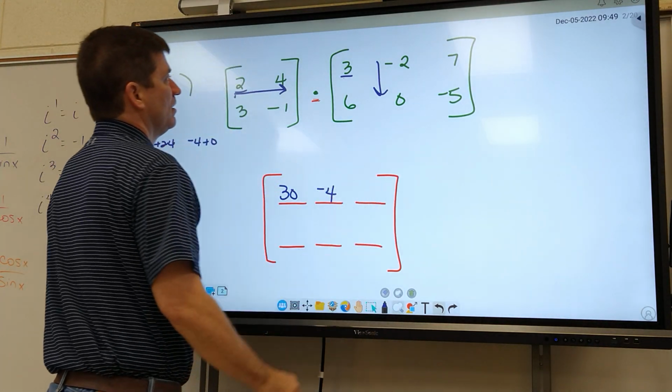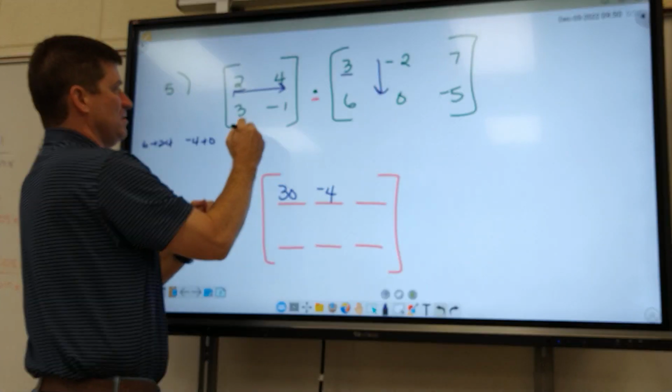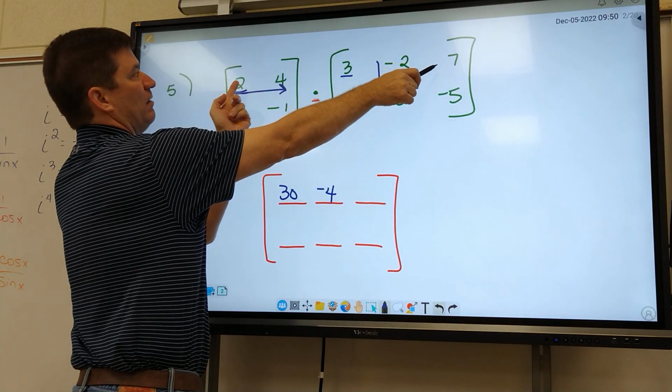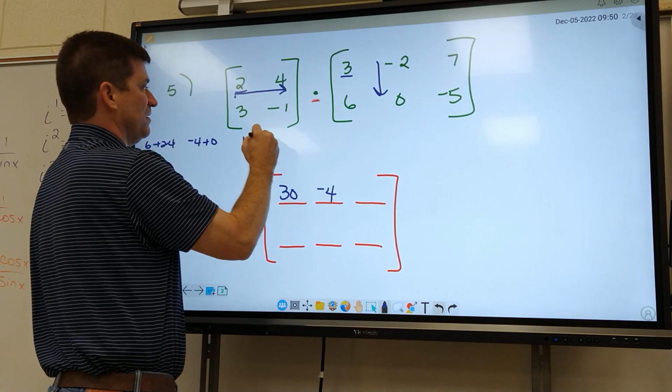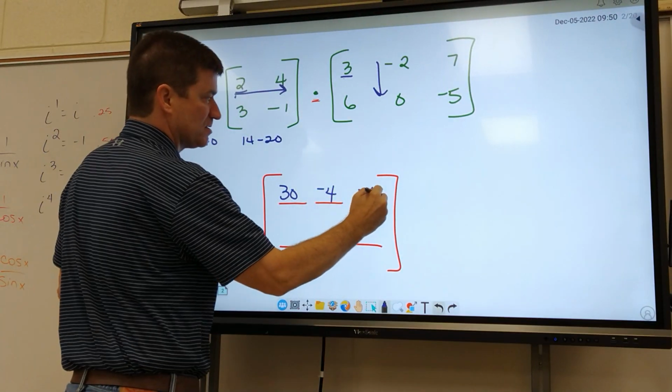All right, let's keep going. Last, I got one more column I have to do. 2 times 7 is 14. And 2 times negative 5 is negative 10. 4 times negative 5 is negative 20. Add them up. Negative 6.